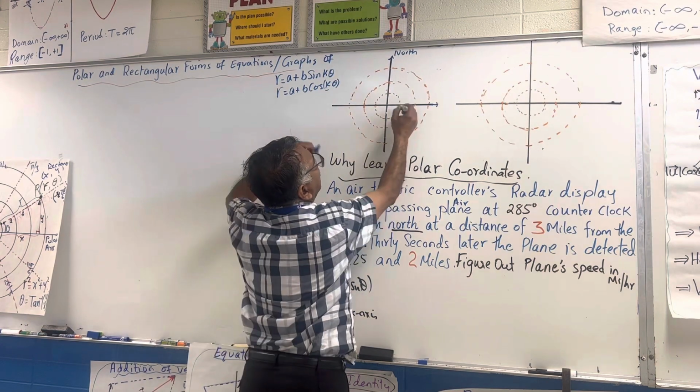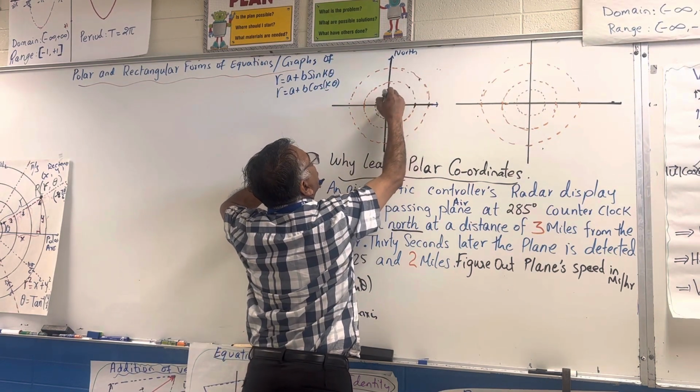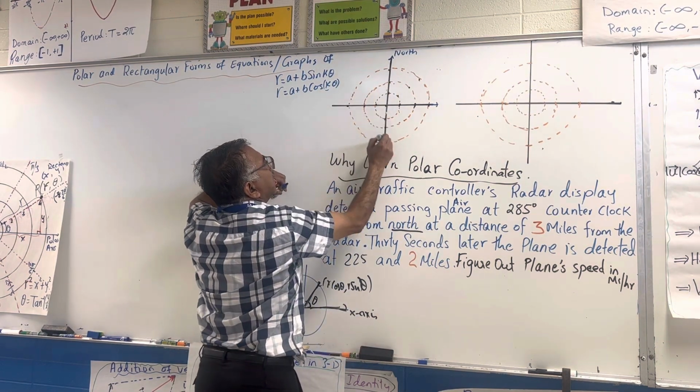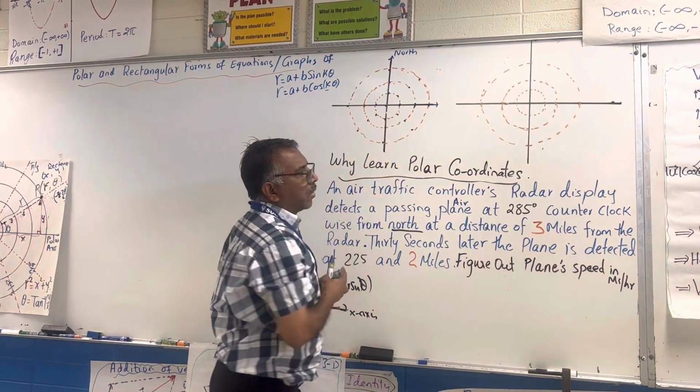Now this is like 1 mile, 2 miles, 3 miles. So anywhere you go, it's 1 mile, 2 miles, 3 miles, and so on. Now we want to know what is 285.